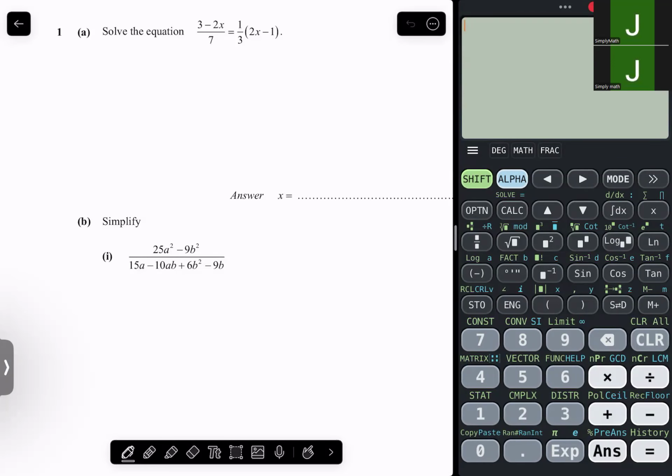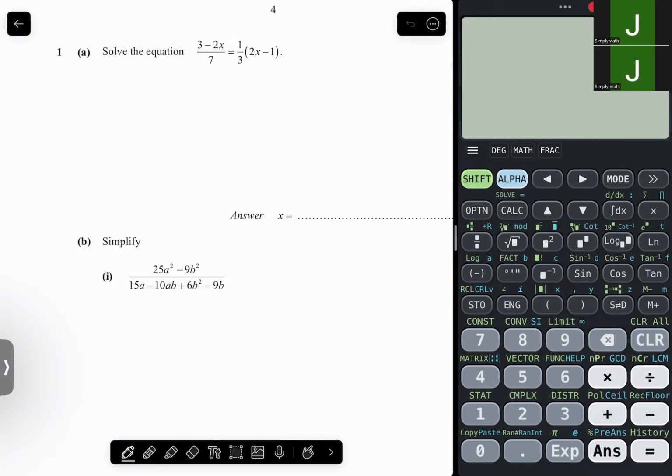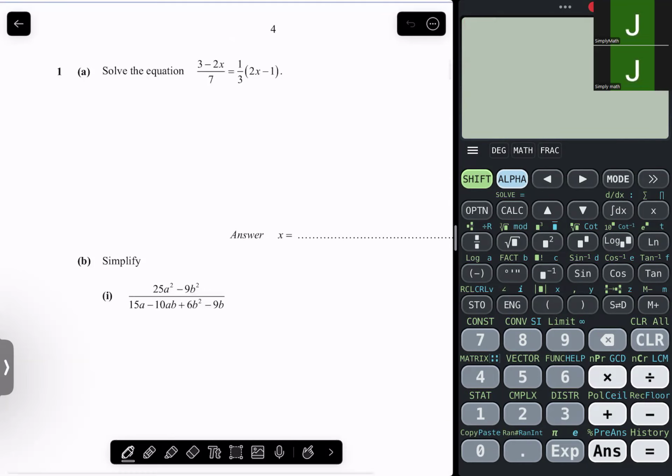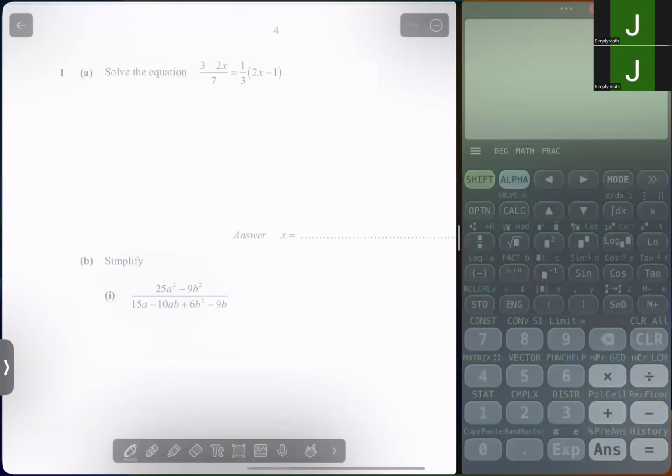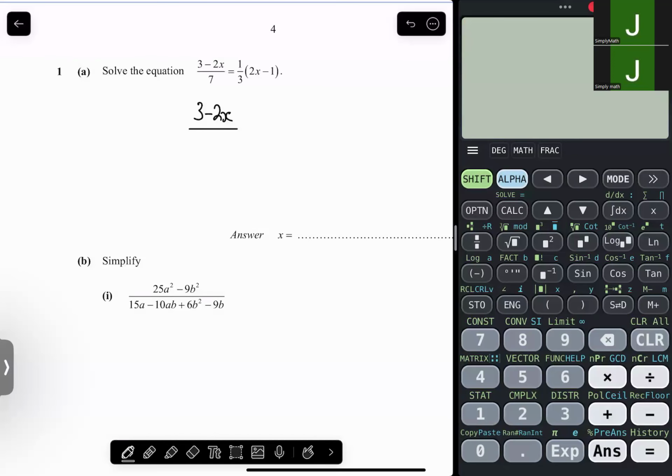Okay, let's look at Tanjong Katong Girls' School 2024, paper 2. Now, solve the equation. Question 1a. Solve the equation (3 minus 2x) over 7 equals to 1/3 (2x minus 3). Now, this whole question could have been written as such, and it still means the same thing: over 7 equals to (2x minus 1) over 3.